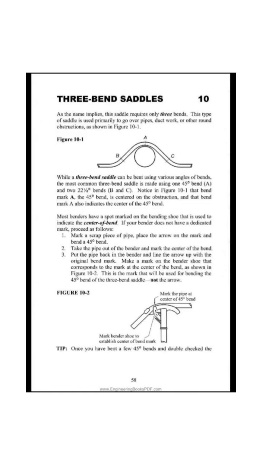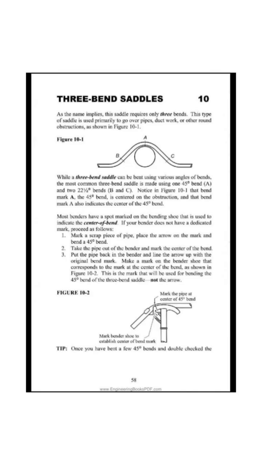3-bend saddles. 10. As the name implies, this saddle requires only 3 bends. This type of saddle is used primarily to go over pipes, ductwork, or other round obstructions, as shown in figure 10-1. While a 3-bend saddle can be bent using various angles of bends, the most common 3-bend saddle is made using a 45 degree bend, A, and 22.5 degree bends, B and C.